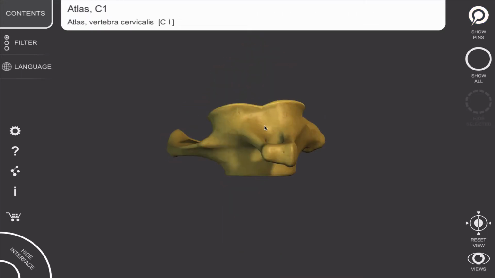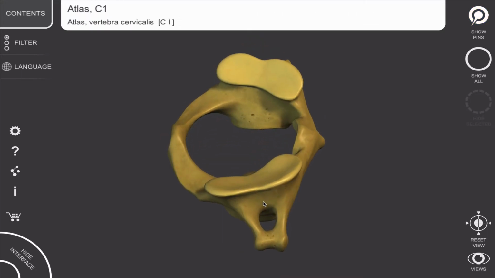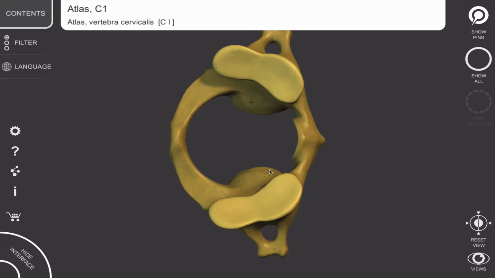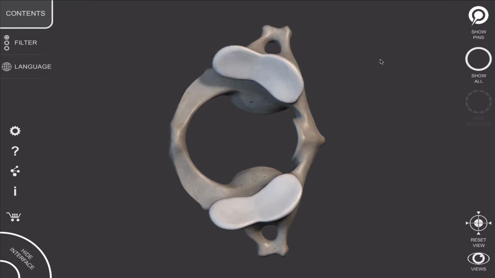So this is the atlas, and what you should be able to see right off the bat is there is no vertebral body on the atlas. This is the anterior portion right here. There's no vertebral body. We still have transverse processes here, but there is no spinous process. There is only what we would call a posterior tubercle.